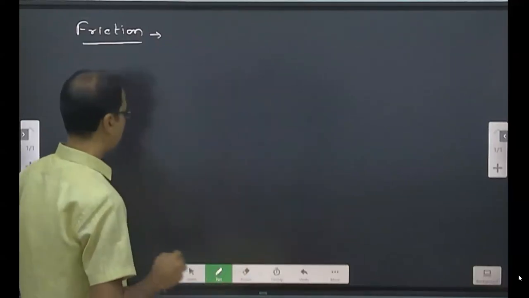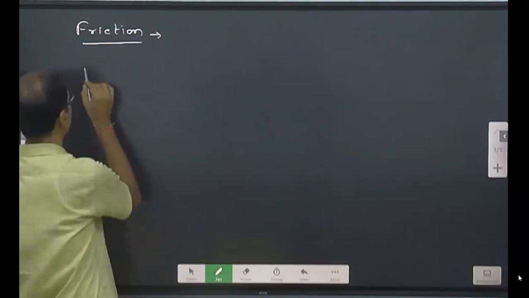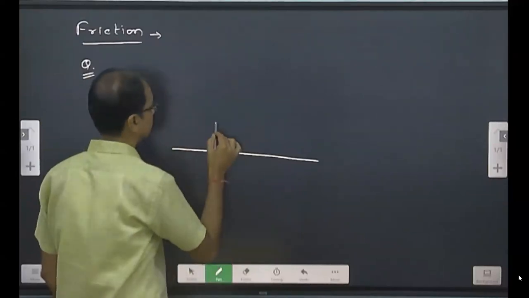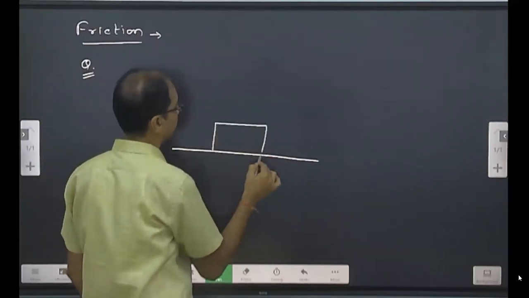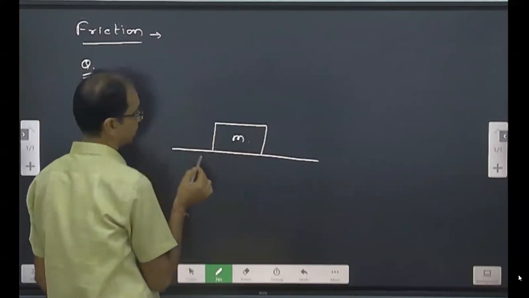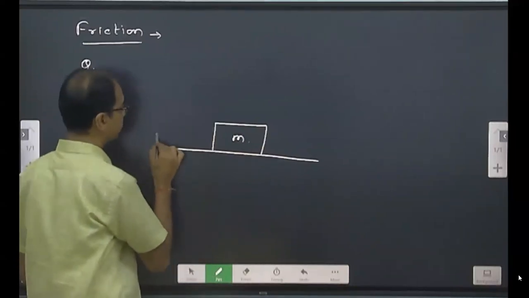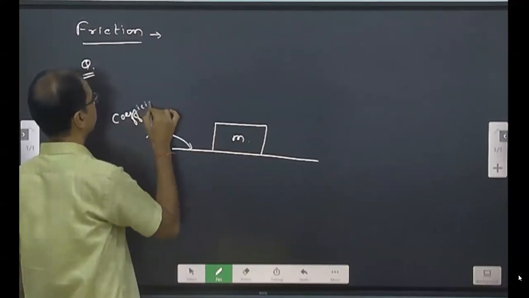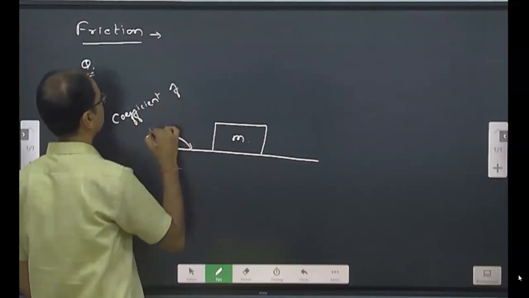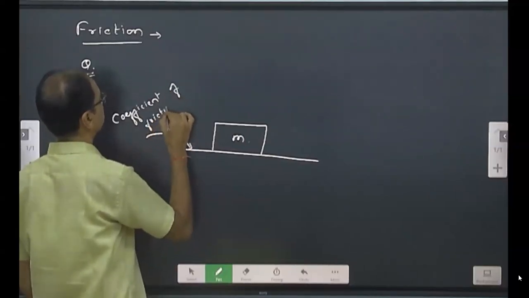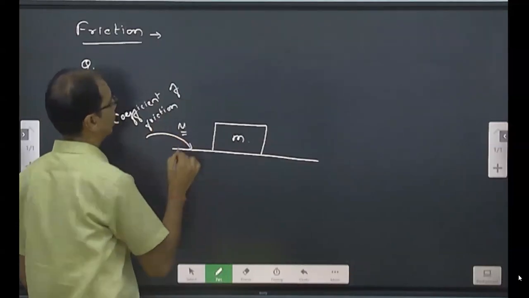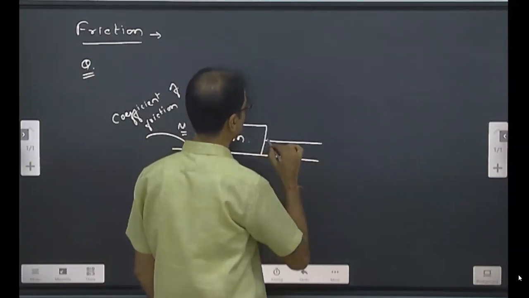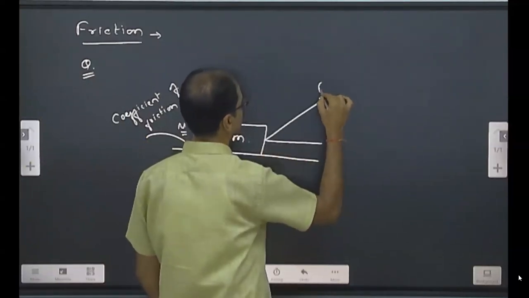Similarly, I am asking one more question from you, based on whatever we have done. There is a box which is placed on a rough surface. The coefficient of friction between these two is mu. And I am applying a force in this way. Let this angle be theta.